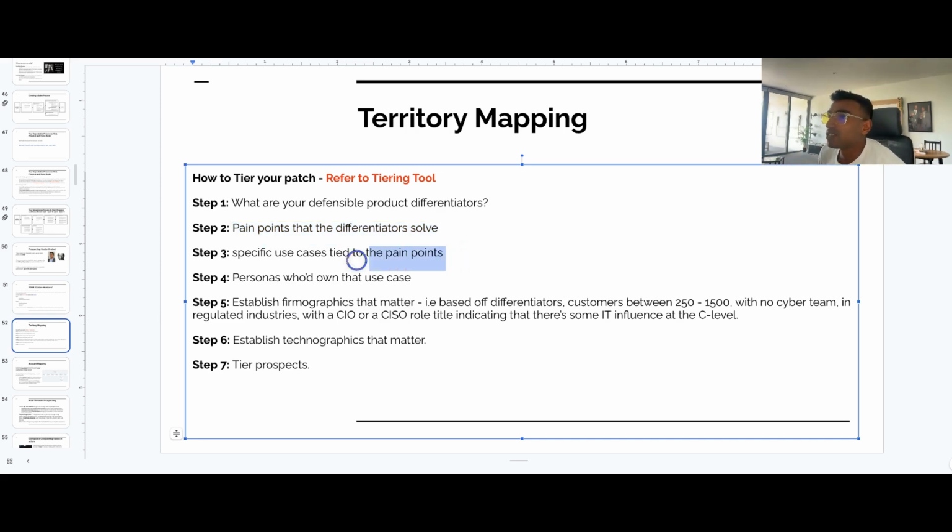The next part is the specific use cases tied to those pain points. That's more into the weeds, and I'll show you what that looks like in a practical example to bring it to life. Step 4, this is so important, personas. Who are you trying to sell to? Who are the people that own those use cases and pain points?